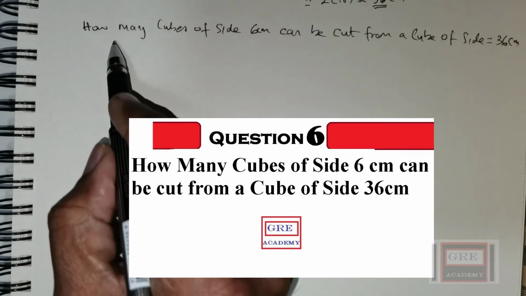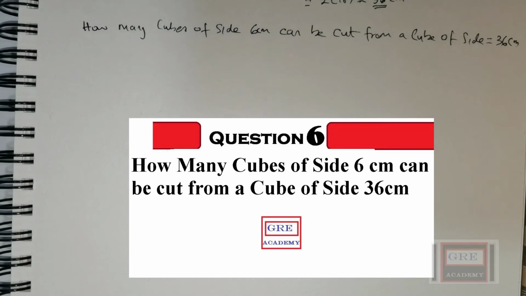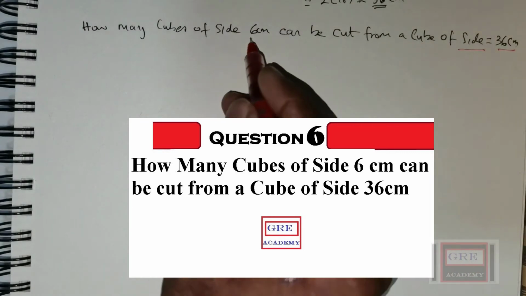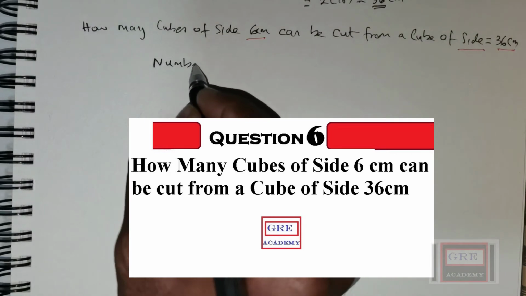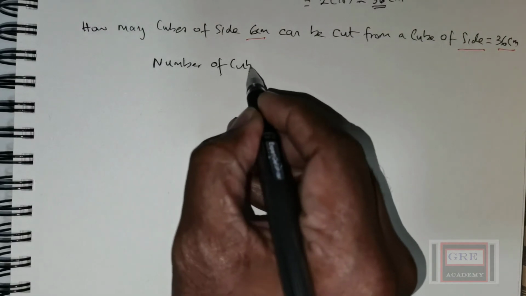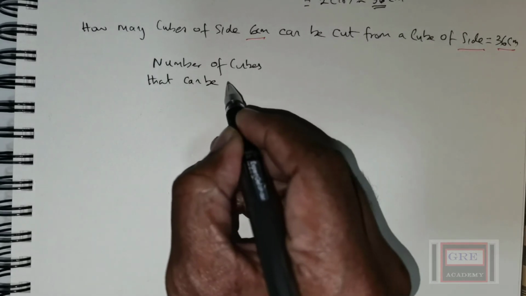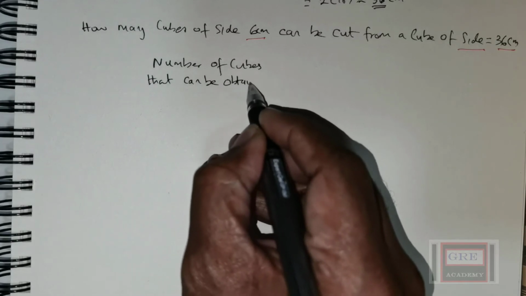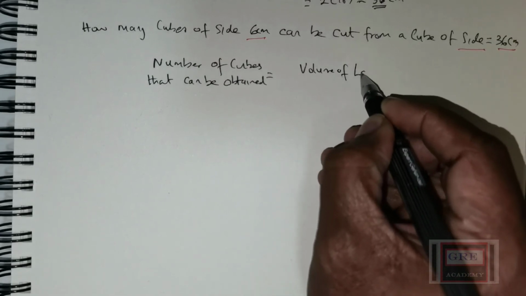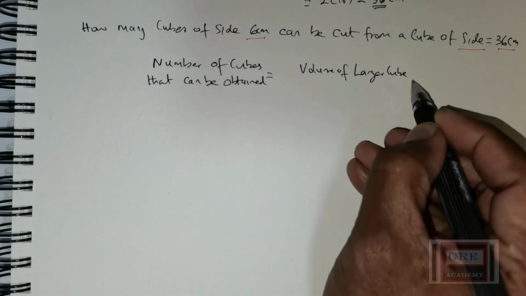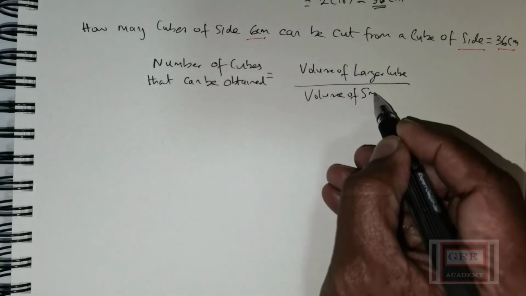Students, we are given this question: how many cubes of side 6 centimeters can be cut from a cube of side 36 centimeters? So we would use the formula: number of cubes that can be obtained or that can be cut is equal to volume of the larger cube divided by volume of the smaller cube.